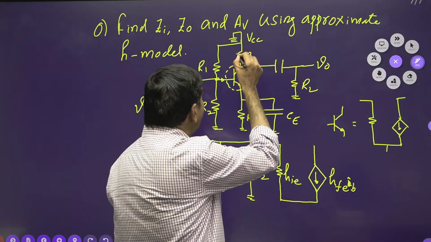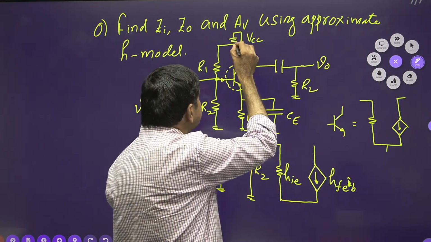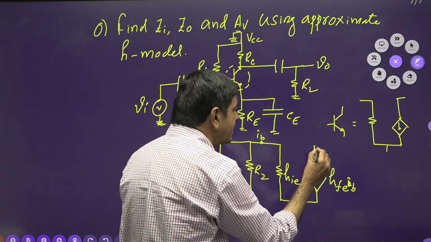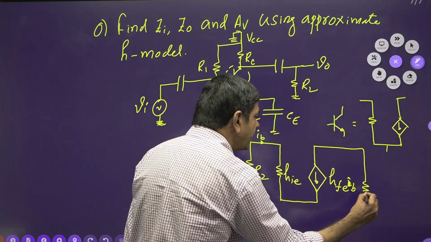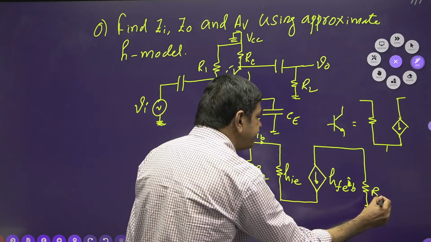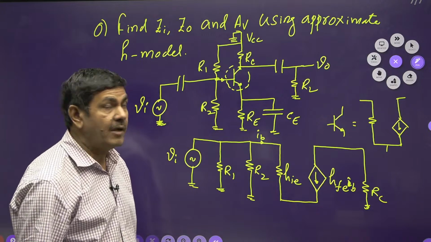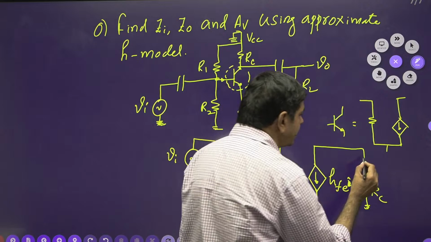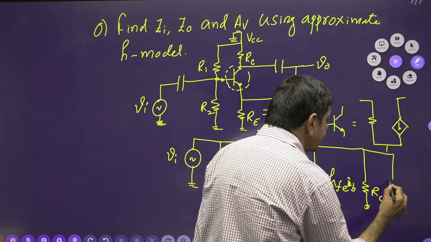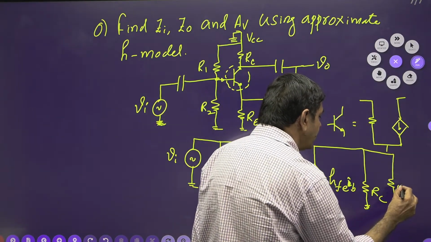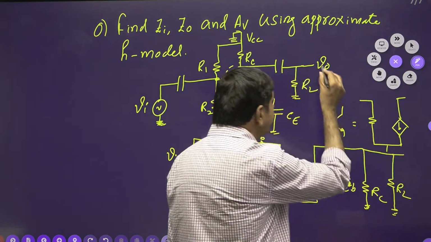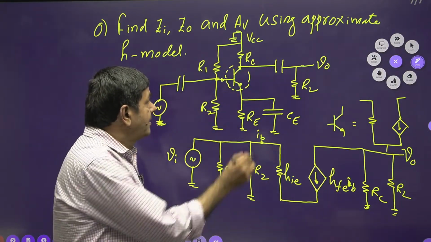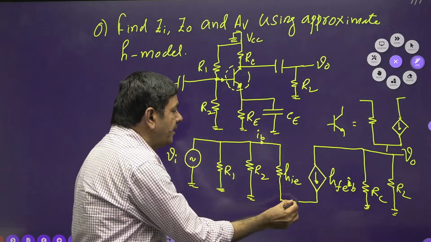Next, when this DC source is grounded, RC is also connected to the ground. Still, the capacitor is shorted and the load is connected to the ground. RL is connected to the ground. This is nothing but V0, which can be taken as the V0 value. This is the emitter point.